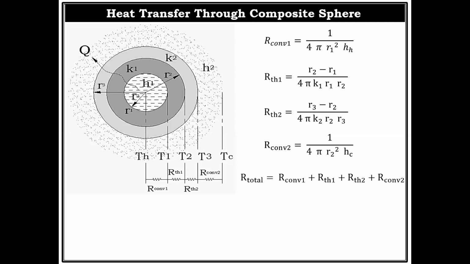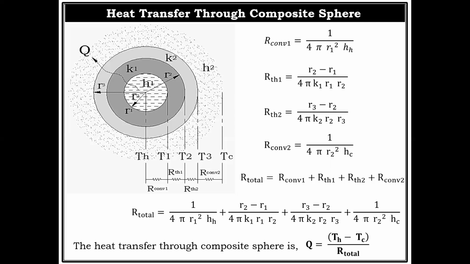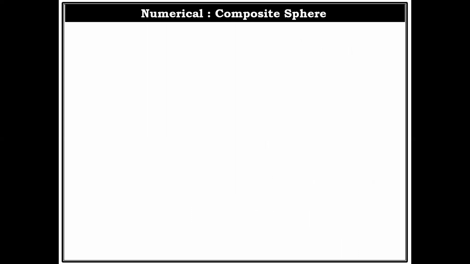Now R total, the summation of all resistances, will be given by this formula. If we know R total for this complete system, and heat is flowing from TH to TC, so the temperature difference is TH minus TC. So our general equation for heat transfer becomes Q equals TH minus TC, that is dT, the overall temperature difference, divided by the total resistance of this system. Now we will see one numerical on a composite sphere.